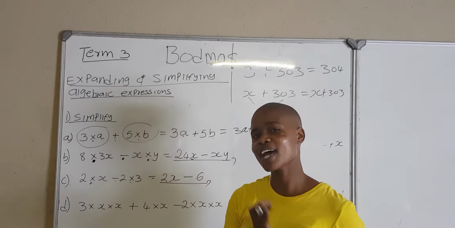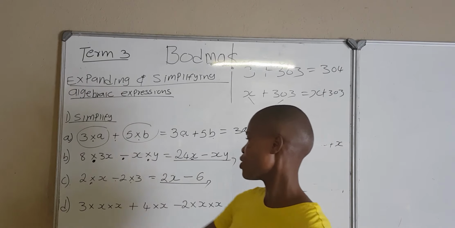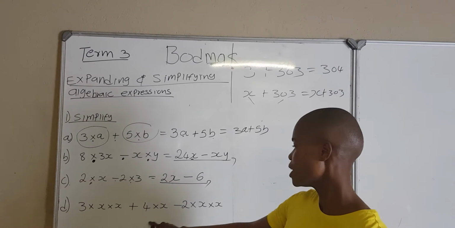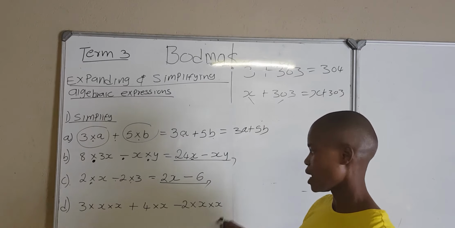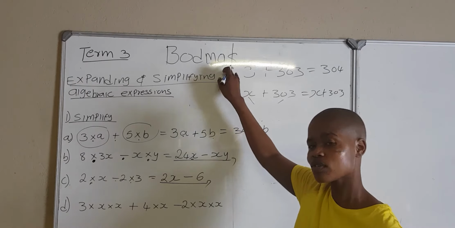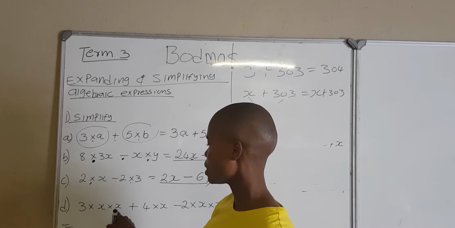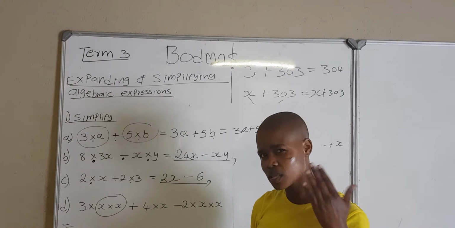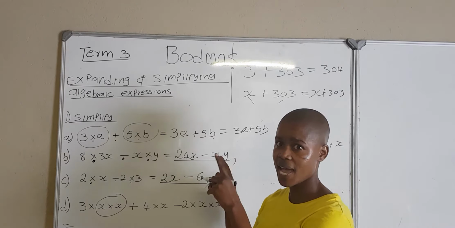We are doing the last one. I hope by now you are understanding what we are doing. Now I have got 3 multiplied by x multiplied by x plus 4 multiplied by x minus 2 multiplied by x multiplied by x. I have to honor BODMAS. So which one am I starting with? Multiplication. So I've got 3 multiplied by x multiplied by x. So here we are going to consider laws of exponents. If you can think back, when powers of the same base multiply, their exponents add.